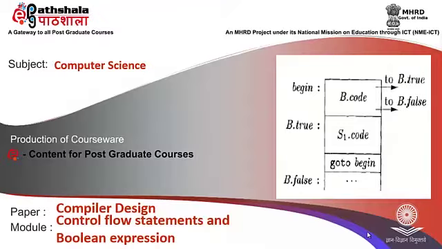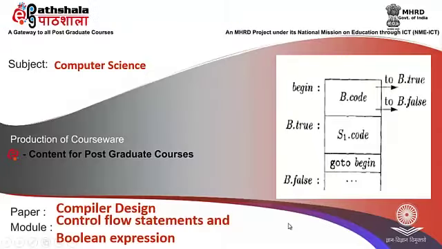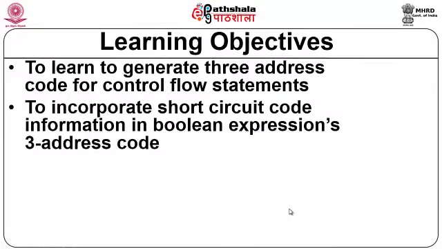We are on the 25th module, where we are going to discuss control flow statements and Boolean expressions, and generating 3-address code for the same. The objectives of this module are to learn to generate 3-address code for control flow statements and to incorporate short circuit information in Boolean expressions' 3-address code.